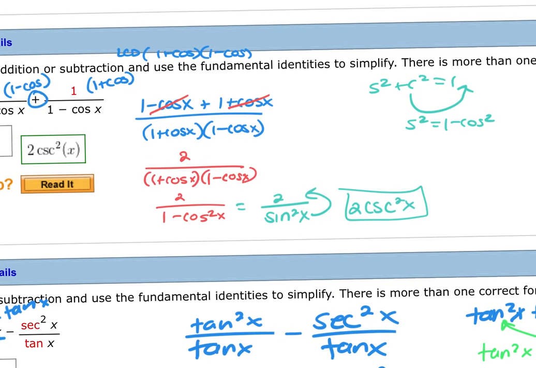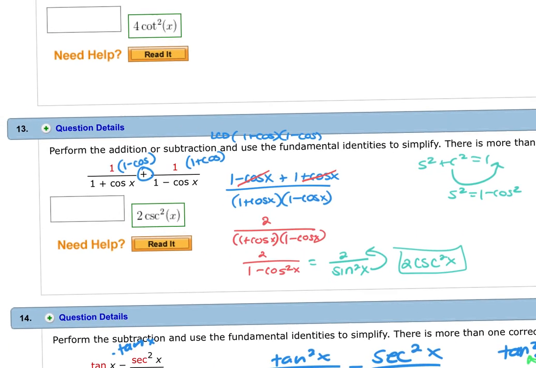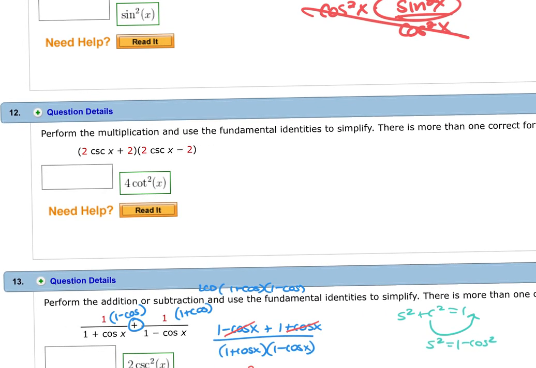Any other questions on the homework before we get called down? Yeah. All right, so 12 says perform the multiplication, use fundamental identities. So it even tells you that to start, you want to multiply.